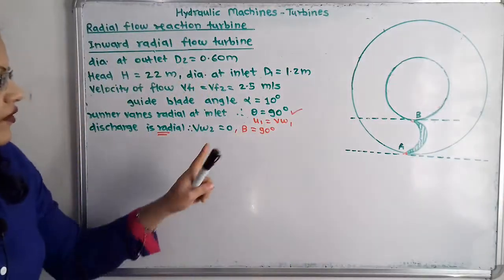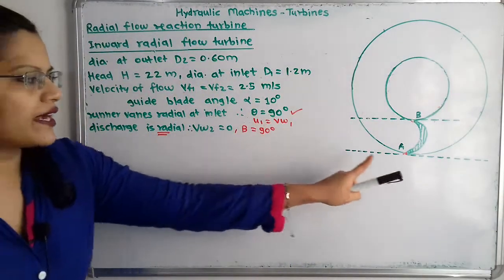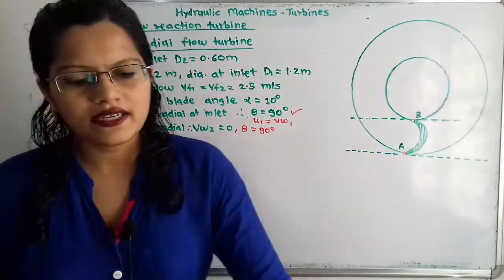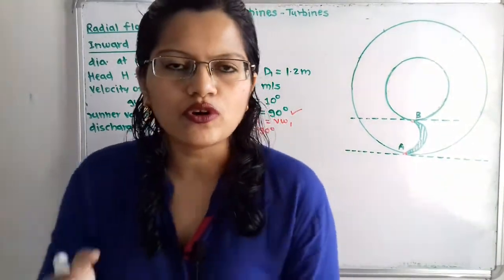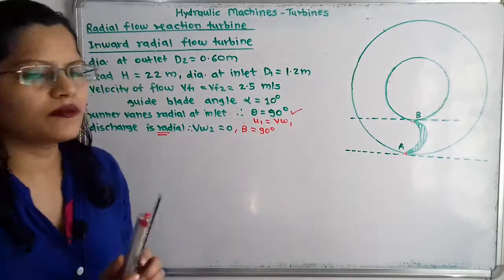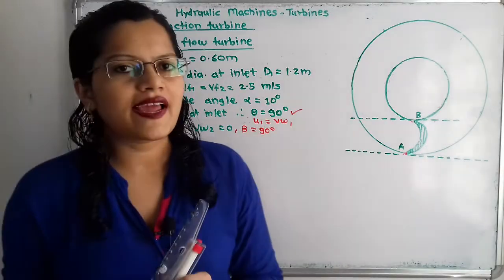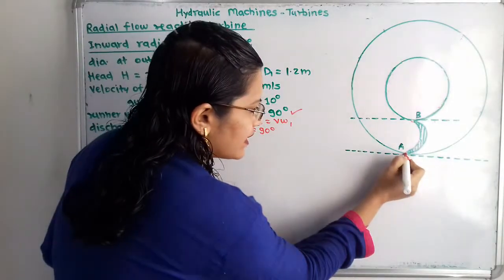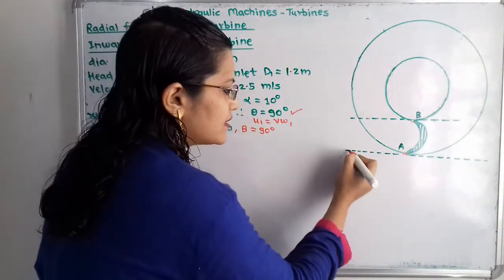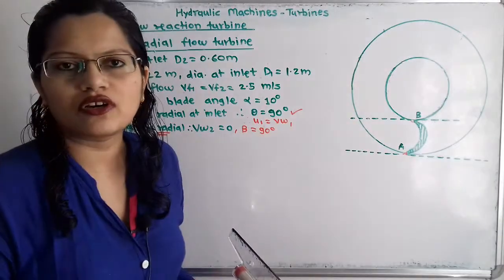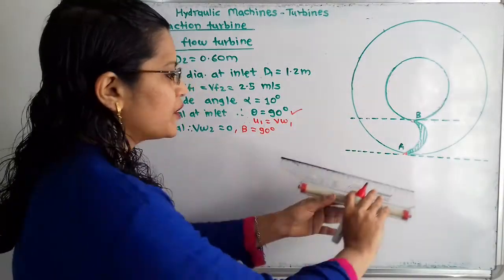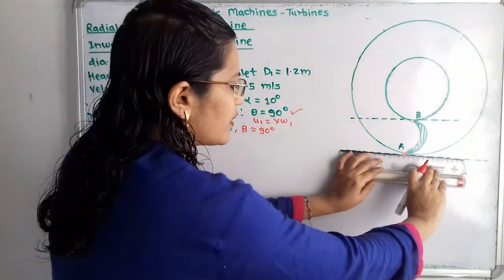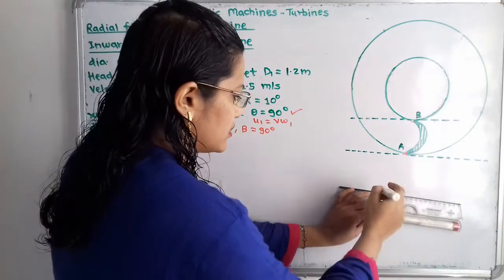Now I will first draw the velocity diagram at inlet when theta is equal to 90 degree. Here we have to show U1 is equal to VW1. What is U1? That is the tangential velocity. So here is the tangential velocity at inlet, this is the point A, and the dashed line is the tangent I have drawn to this point A. First I will draw one line parallel to this tangent.